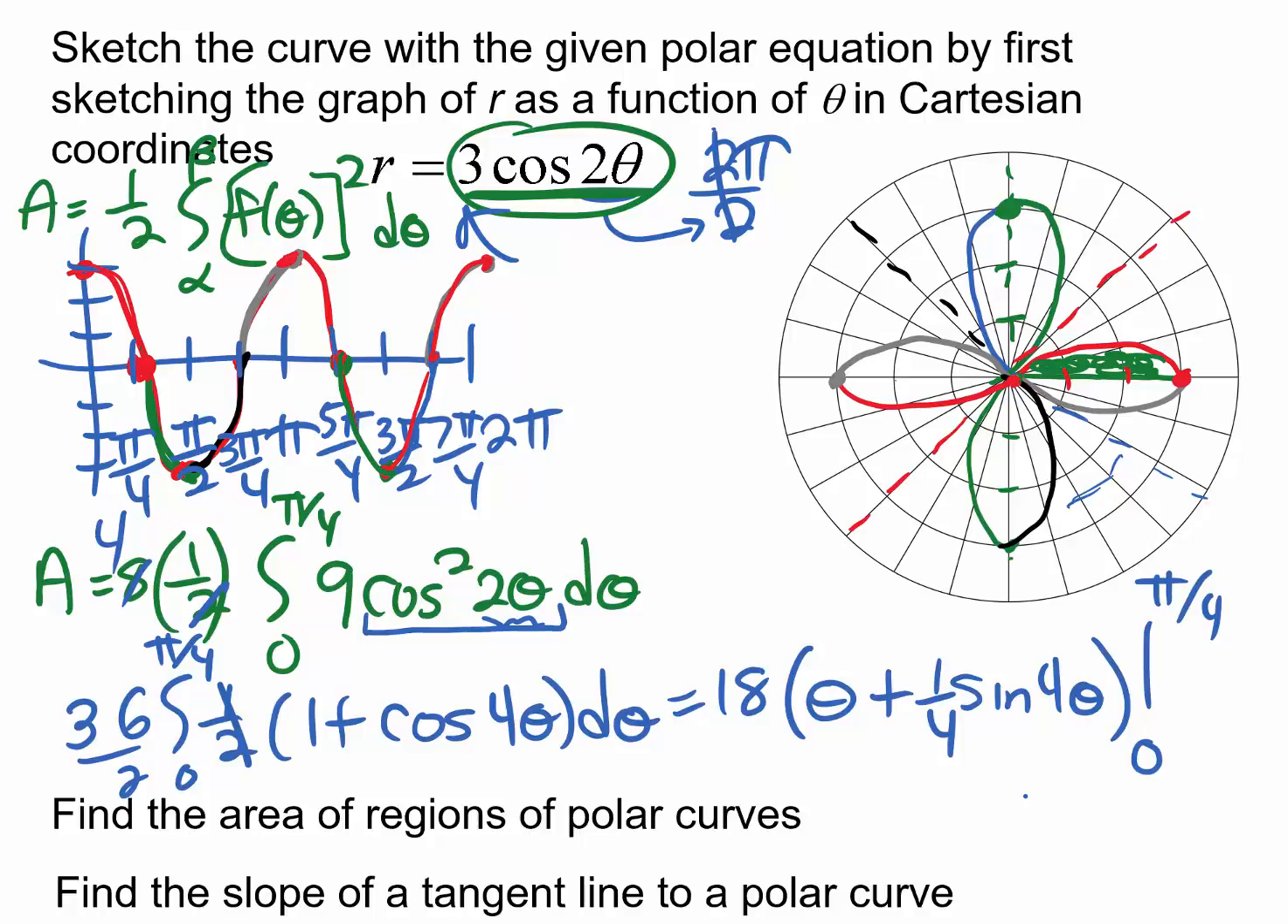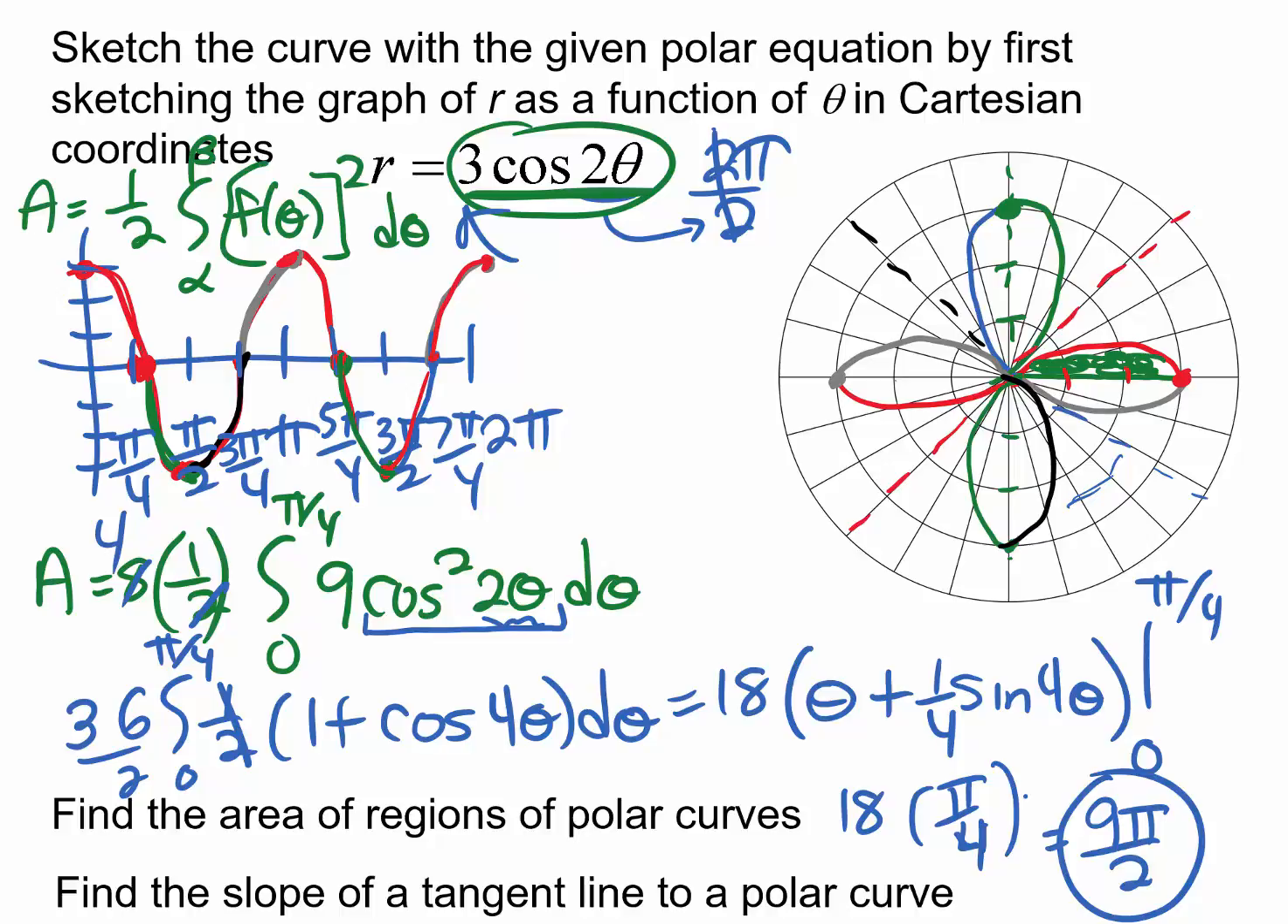So let's put in pi fourths. We get 18 pi fourths. And when you put pi fourths in times 4, it's the sine of pi, which is 0. Then the lower limit is 0 and 0. So our final answer is 18 pi fourths, which reduces down to 9 pi over 2. So the area enclosed by this polar curve is 9 pi halves.